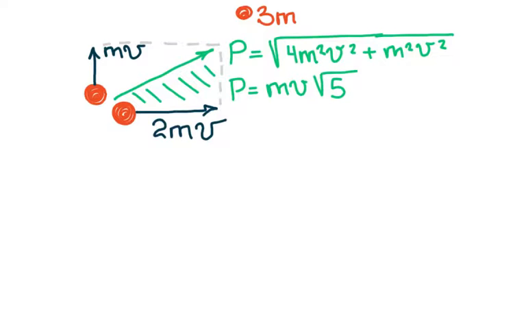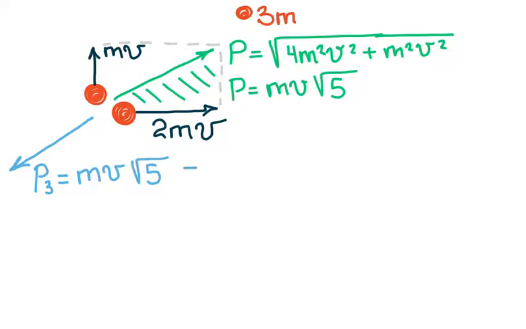Then the third one must be having exactly the same momentum. So this momentum, they have to cancel each other. So the momentum of the third one has to be mv square root of 5. And I want to find out what's going to be the magnitude of that velocity.